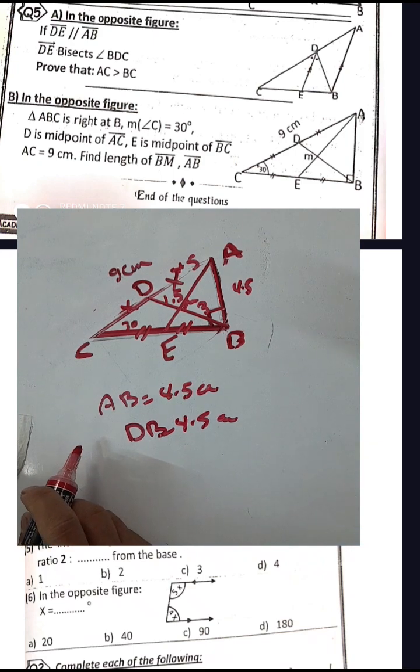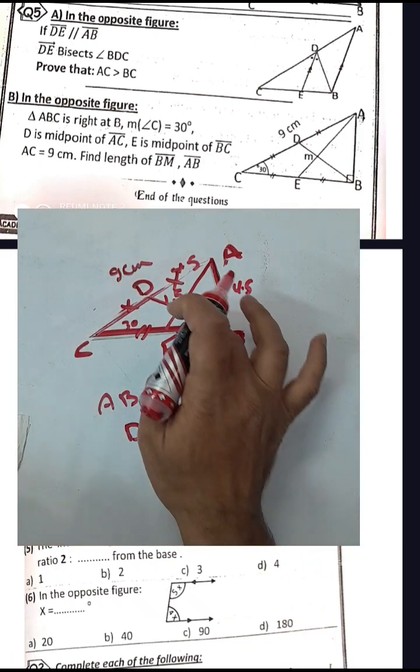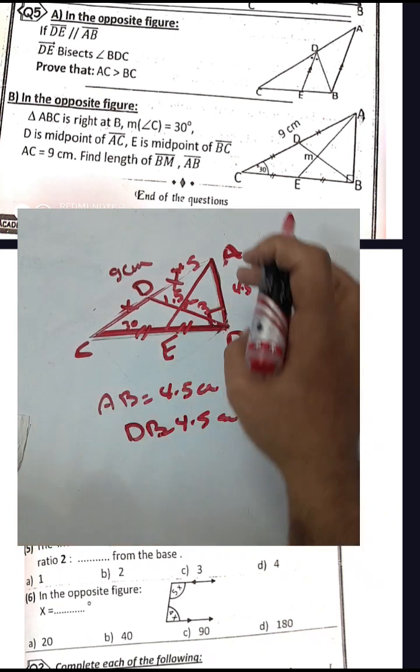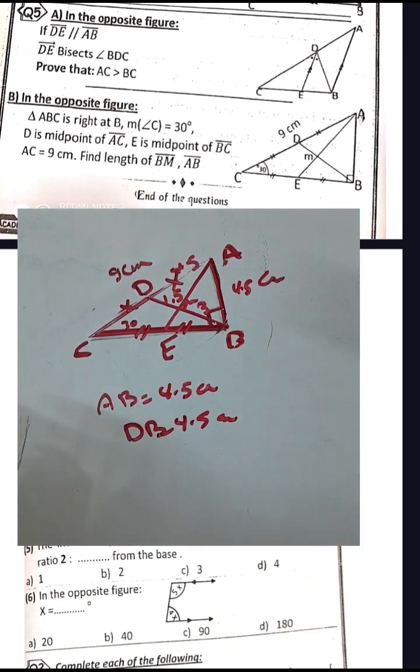And BM is 3 centimeters, and AB is 4.5 centimeters. Okay, you can write the proof yourself.